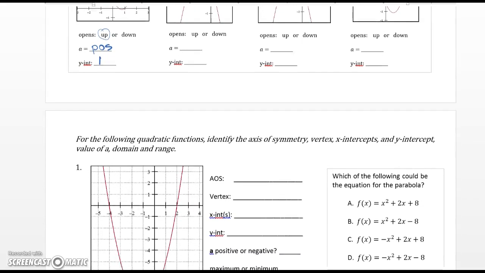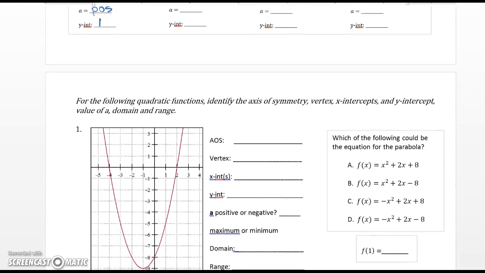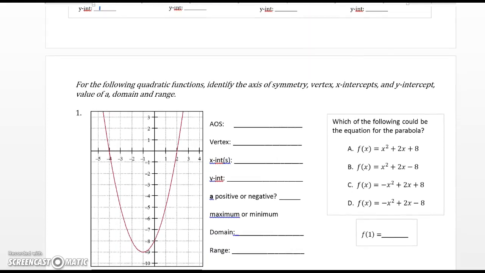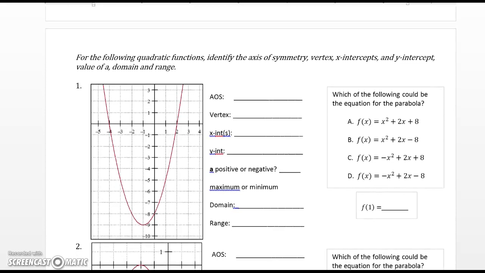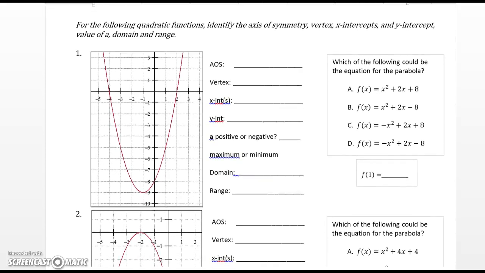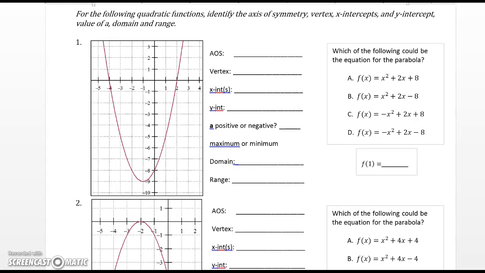So we're going to learn how to graph some of these. First, we can do it without a graphing calculator. We will be using a graphing calculator too; on the test, when we get to the end of the chapter, we'll have both a graphing calculator part and a non-graphing calculator part. Okay, so we have a graph. We need to find all of this information from that graph, and then we need to figure out which equation could be the equation for this parabola.